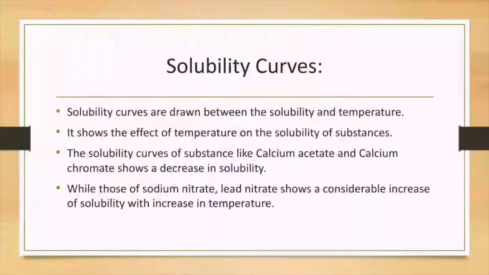So what is a solubility curve? Solubility curves are drawn between the solubility and temperature. It shows the effect of temperature on the solubility of a substance. The relation between the temperature as well as solubility can be easily shown by this solubility curve. Solubility curves of substances like calcium acetate and calcium chromate show a decrease in solubility with increase in the temperature, so they are exothermic reactions, while those of sodium nitrate and lead nitrate show a considerable increase in solubility with increase in temperature, as they follow the endothermic reaction.